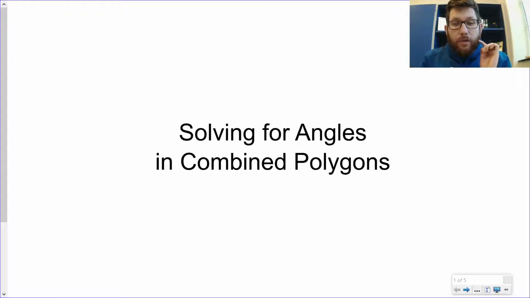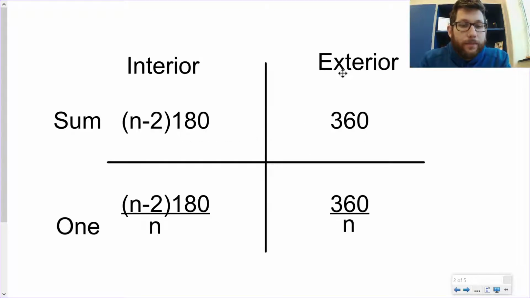In this video, we're going to wrap up polygons by talking about how to solve for angles in combined polygons. So just to review, remember our interior and exterior formulas for polygons. If I'm looking for the sum of the angles, it's the number of sides minus 2 times 180 for the interior, versus just 360 for the exterior.